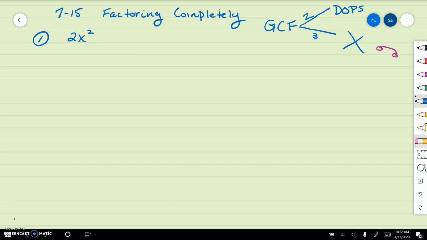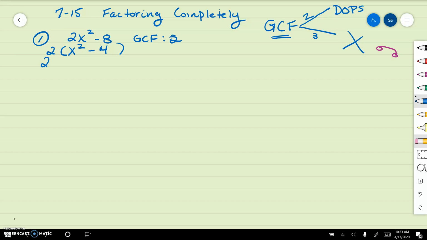2x squared minus 8. All right, so first thing we're going to do is find a GCF. Our GCF is a 2. So I'm going to put a 2 on the outside of a parentheses, and what's going to be left over is x squared minus 4. Okay, now if you look at that x squared minus 4, what's in the parentheses, that is the difference of two perfect squares, or the difference of perfect squares. So we have to use that method of factoring to break down that x squared minus 4.